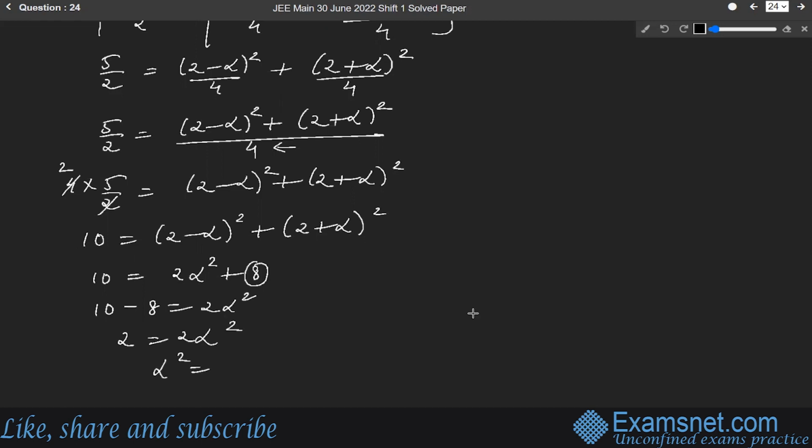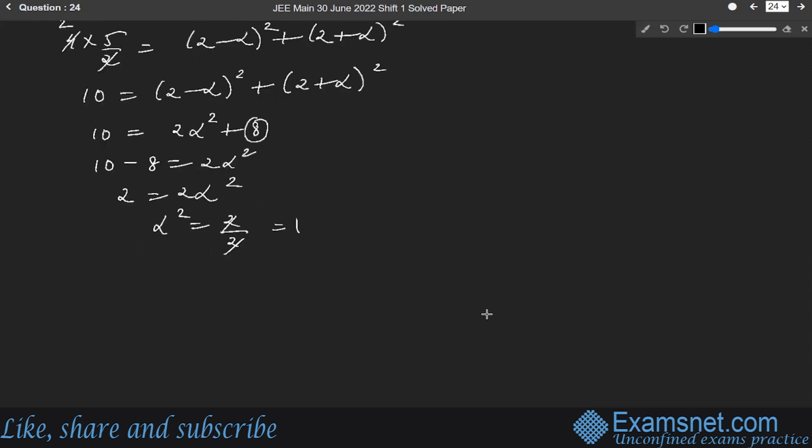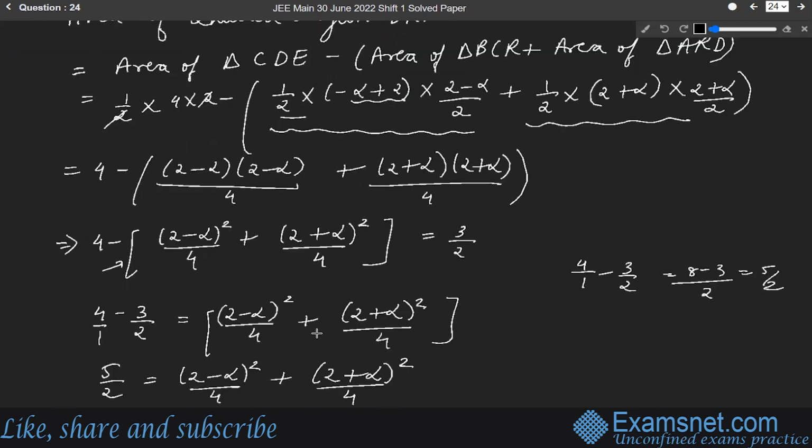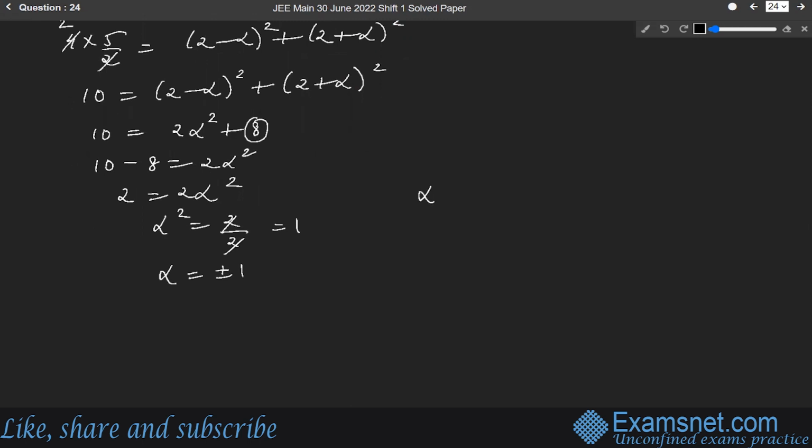So alpha square will be 2 by 2, which is 1, right? If alpha square is equal to 1, it means we have two different values of alpha, which is plus minus 1. But in the question, a condition is given that for some alpha greater than 0, it is very clear that alpha should be greater than 0. It means that one value is not acceptable here. We accept only the value which is plus 1. So alpha is equal to plus 1, right?